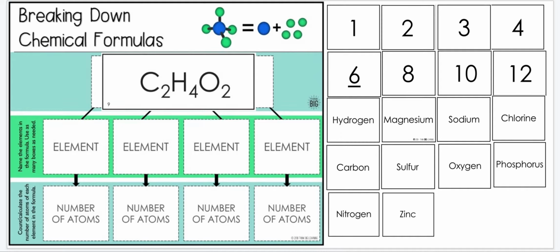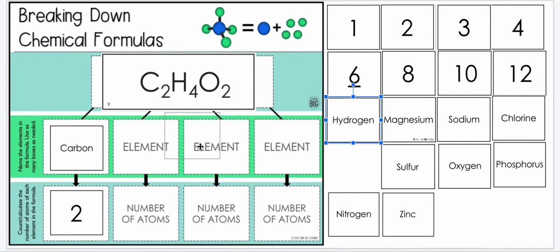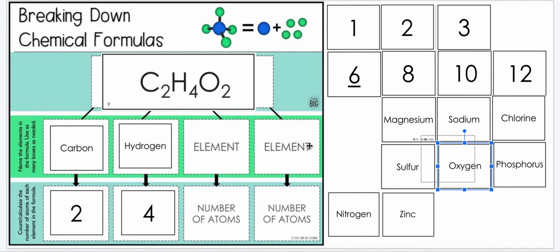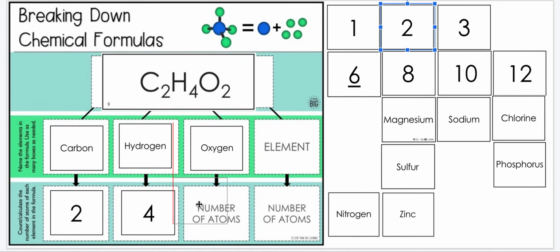C2H4O2, another nice, easy, straightforward one. I have carbon, and the subscript tells me that there are 2. I have hydrogen, and that has 4. And I have oxygen, and that has 2.